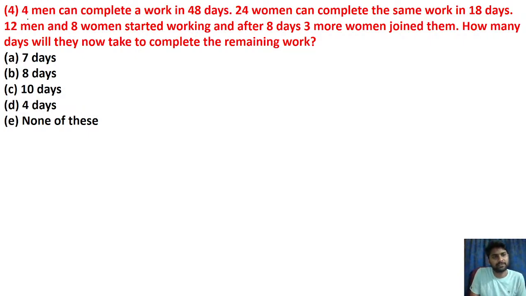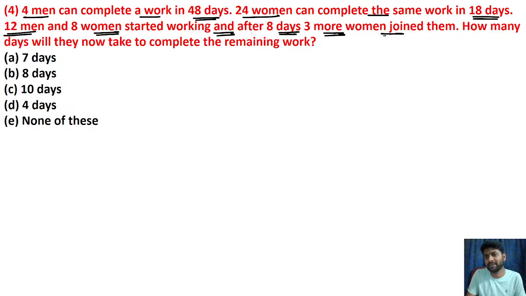See the next question here. Four men can complete a work in 48 days. It's a time and work question. And 24 women can complete the same work in 18 days. If 12 men and 8 women started working and after 8 days 3 more women joined them, then how many days will they take to complete the remaining part?